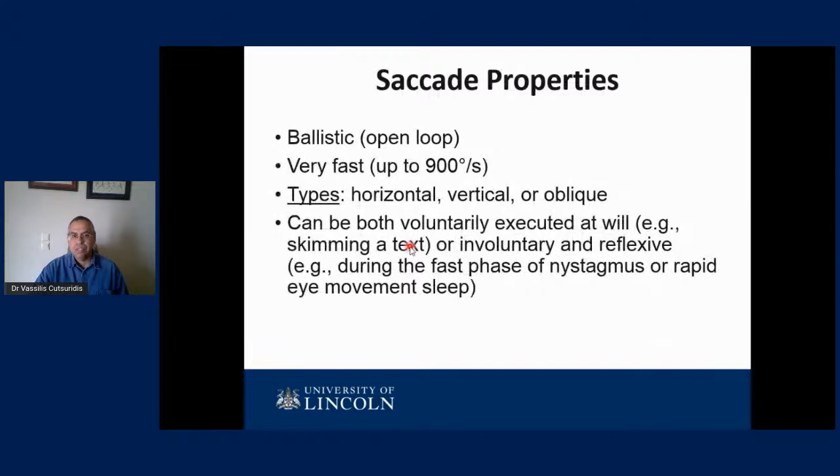Now, saccades also have certain properties. As I said before, they're extremely fast, reaching roughly 900 degrees per second. They're ballistic and open loop, meaning there is no chance for a correction during the execution of a particular saccade. The different types of saccades are horizontal saccades, vertical saccades, and oblique saccades, and they can be both involuntary or reflexively generated, such as rapid eye movements during sleep, or voluntarily generated, such as when reading a particular text.